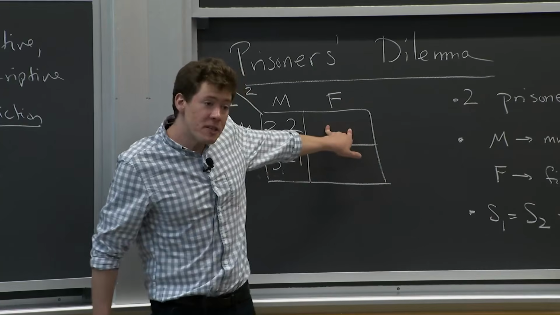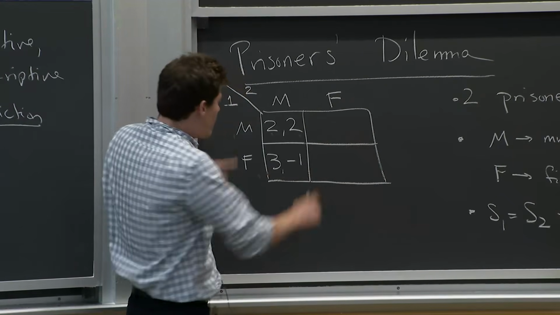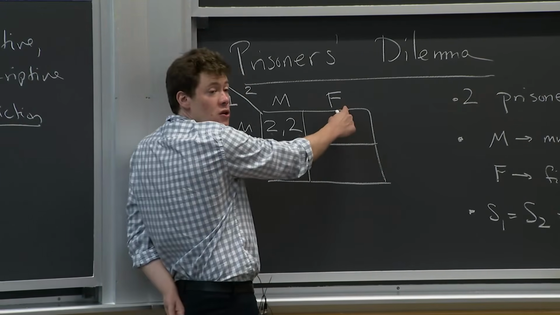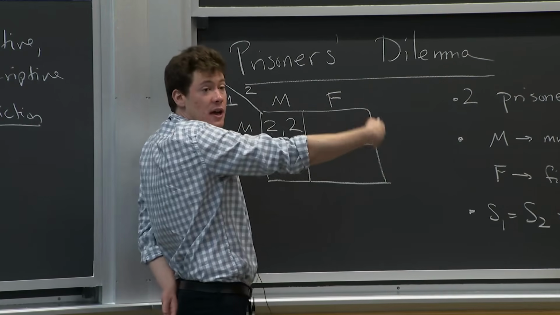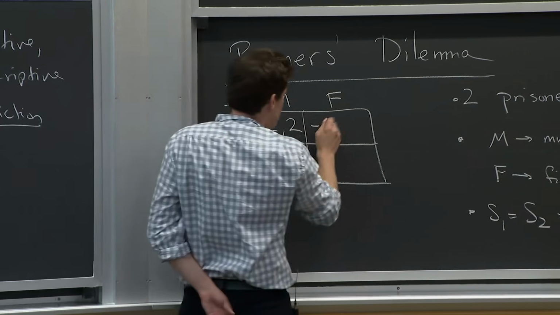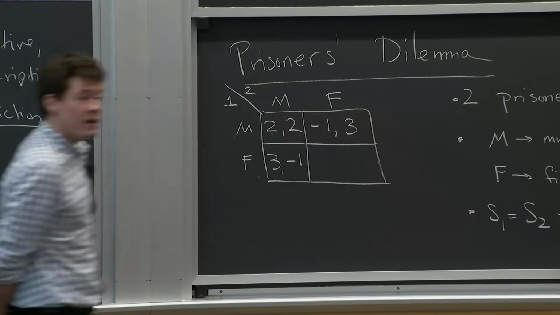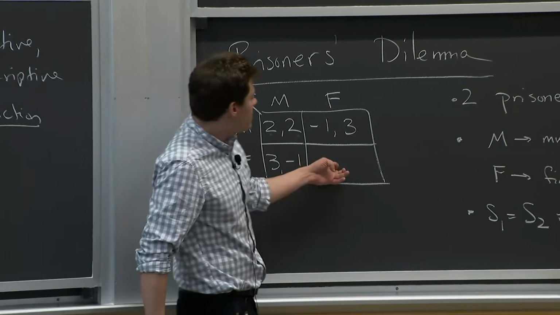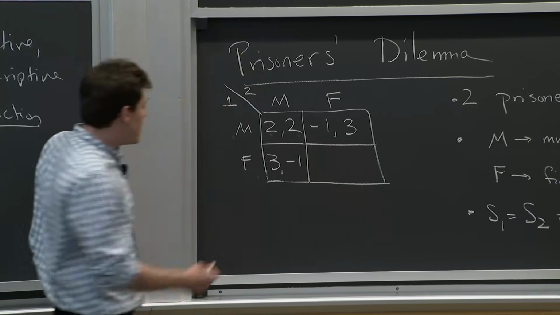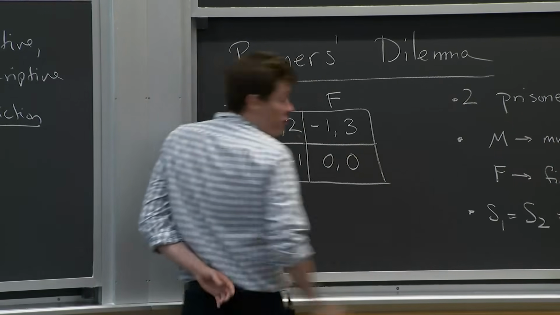And now we're going to put the symmetric payoffs over here. But remember, over here, it's prisoner 2 who's testifying. And therefore, prisoner 2 gets the higher payoff, and prisoner 1 gets the lower payoff. So here, we're going to put -1, 3 in this box. And then finally, we have to decide what happens if they both testify. And here, the payoff is 0, 0.